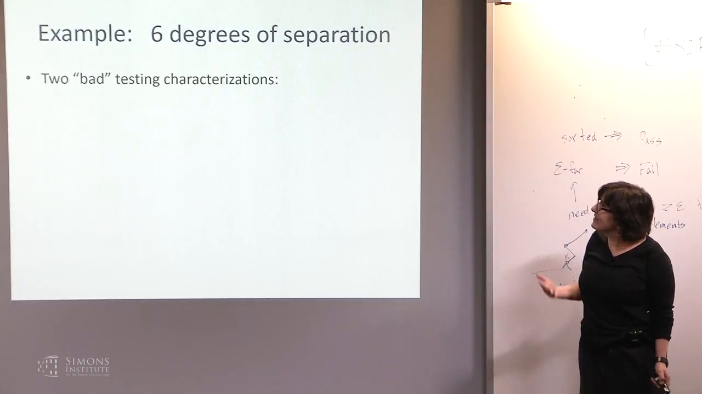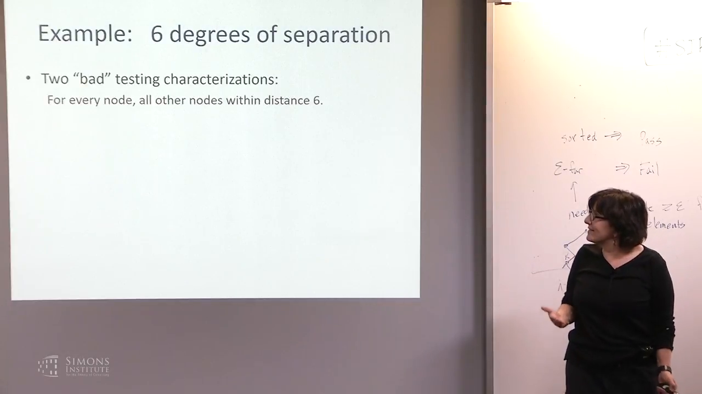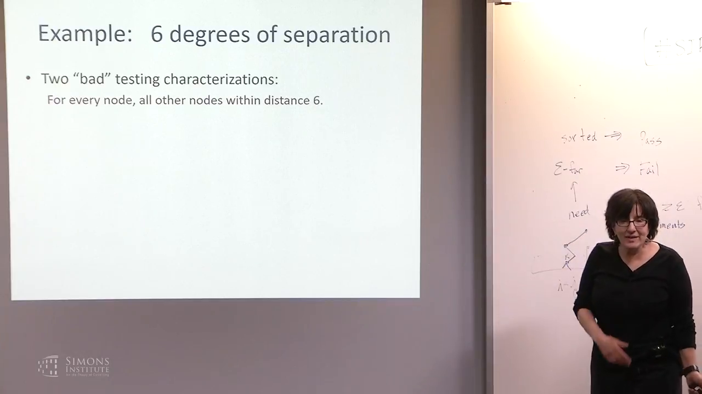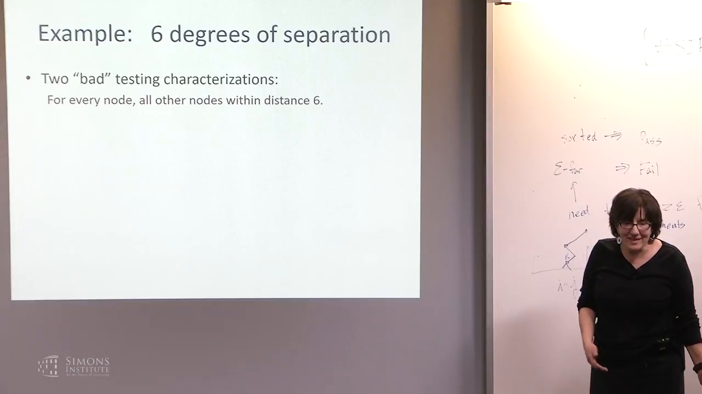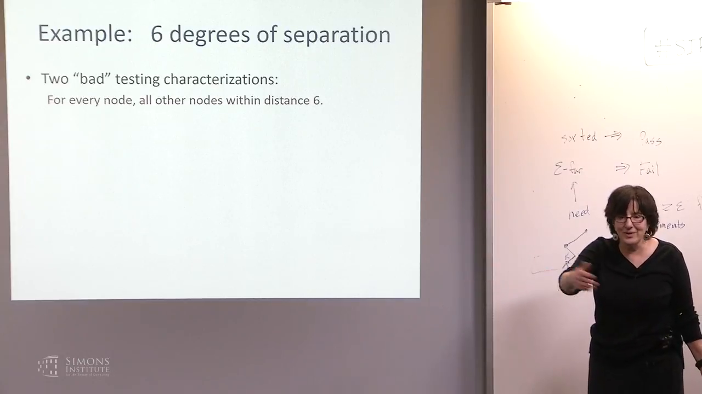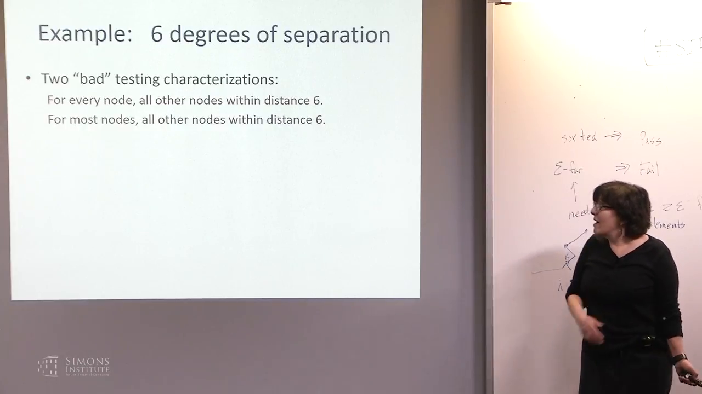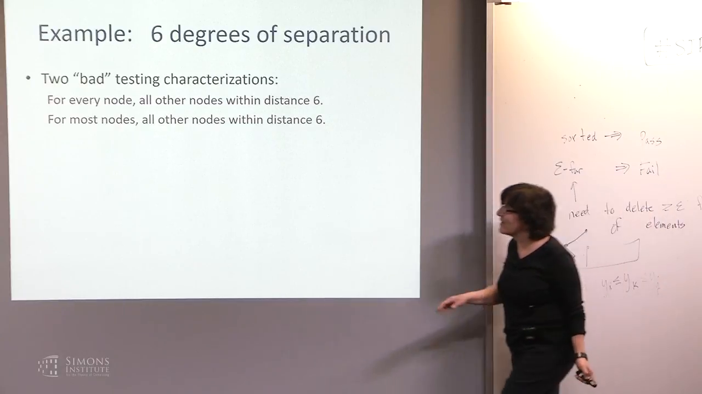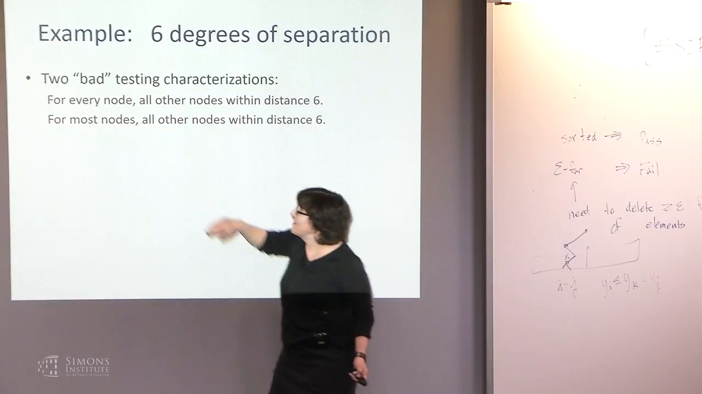Okay. For 6 degrees of separation, here's 2 bad testing characterizations. For every node, all other nodes should be within distance 6. So you can't test that, because how would you go check every other node and see if it's really within distance 6? For most nodes, all other nodes are within distance 6. That's also really hard to check. Anytime you have "all," it's bad news.